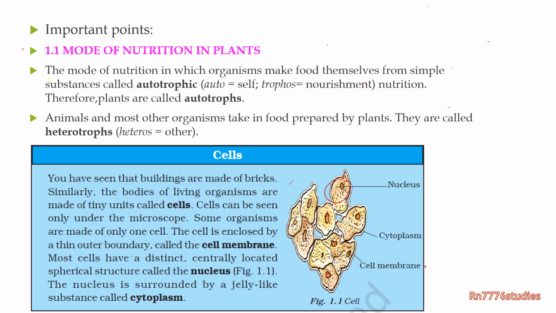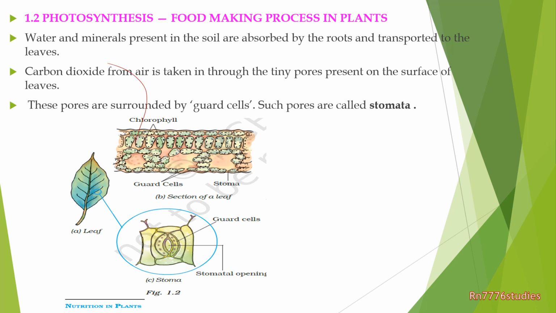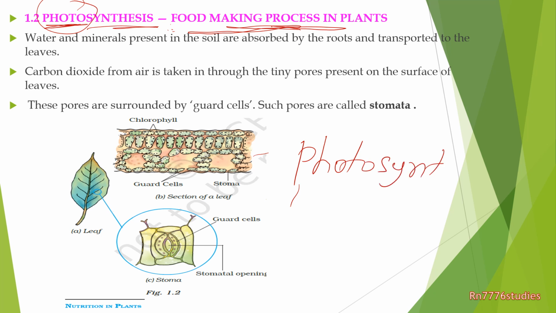Next, let us see photosynthesis. What do you understand by the term photosynthesis? Photosynthesis means the process of making food. Synthesis is preparation, and photo means light. That is, food is prepared with the help of light.